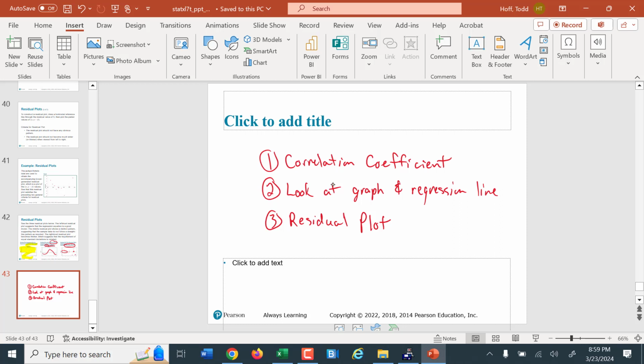So that is it for correlation and regression. We'll come back next week to look at chi-squared testing.